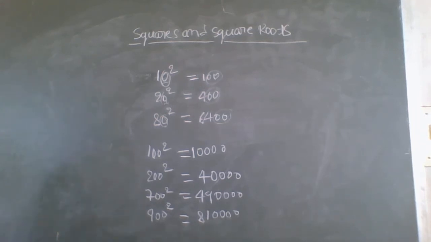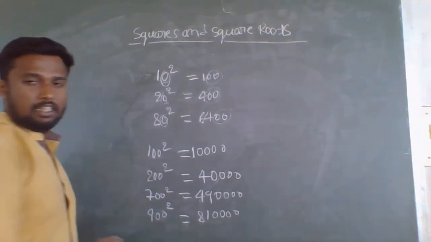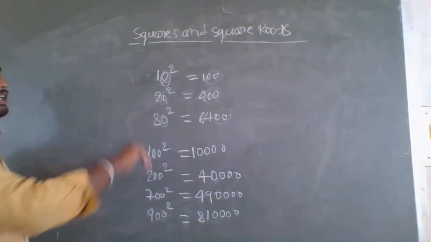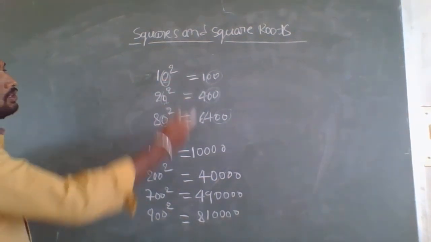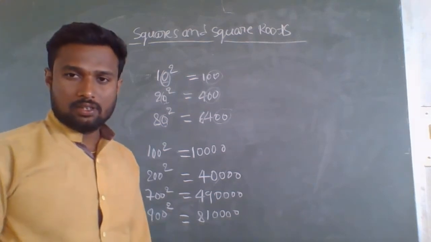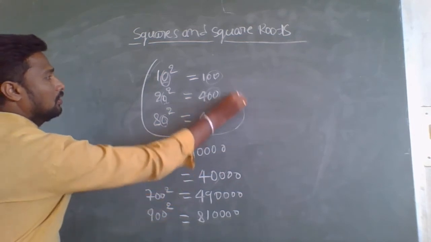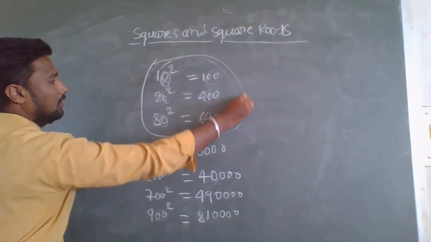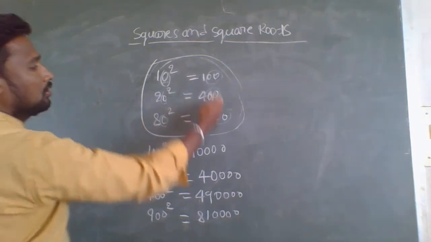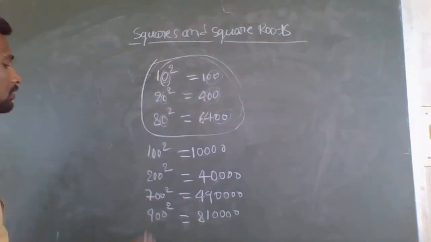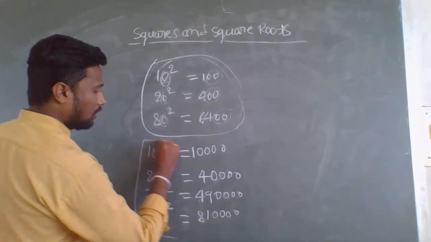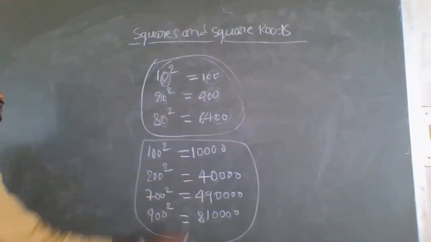So here you can observe that when in any number only one zero is there, then there will be two zeros in the square number. Here in these examples only one zero is there at the unit place, but we got two zeros in the square number. Like this only, here two zeros are there, but in the square number how many zeros we got? Four zeros. So now again you can observe another thing here.